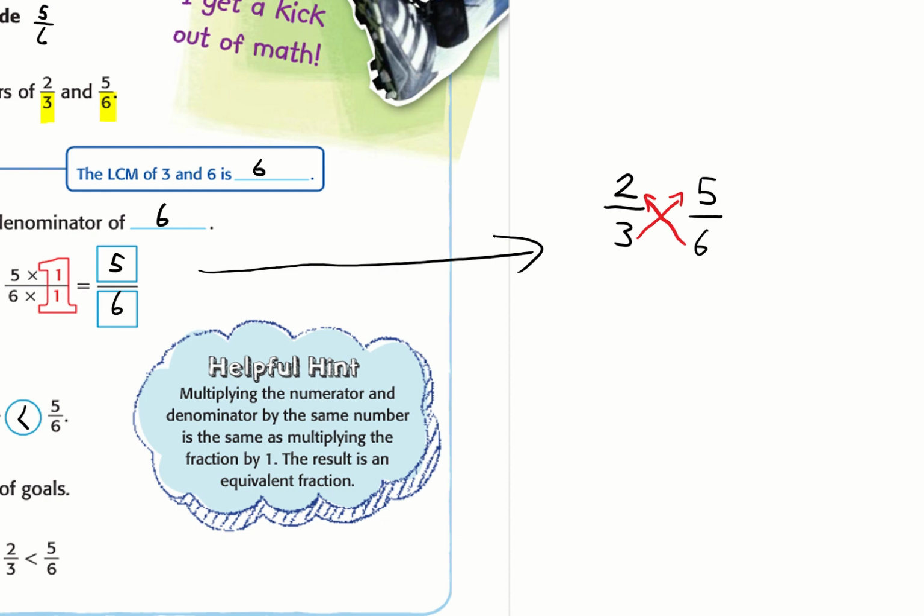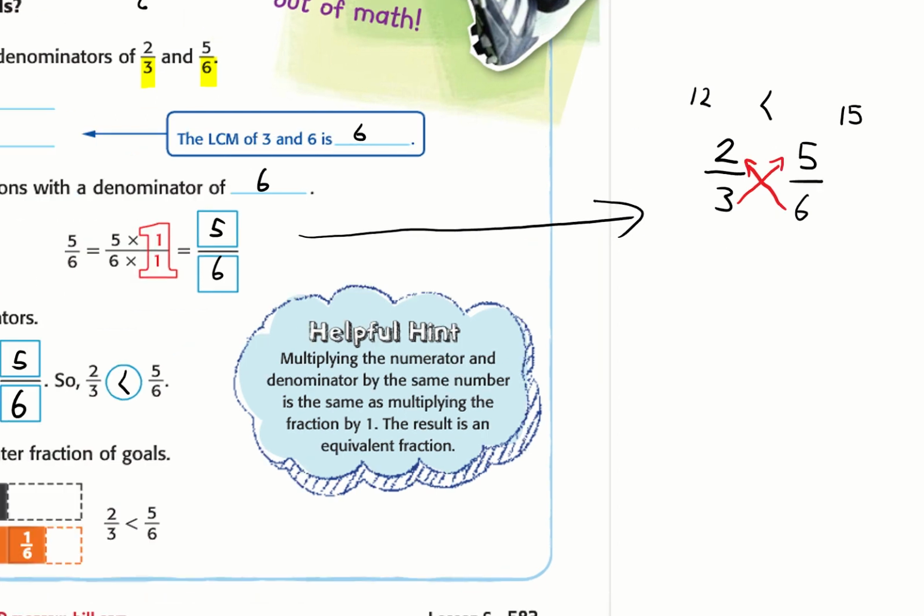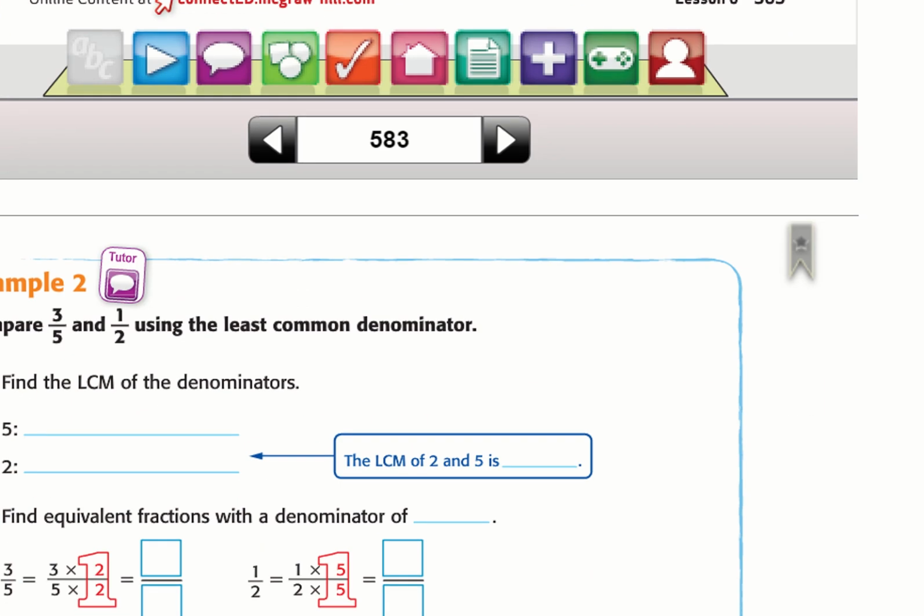Now this is a shortcut. So if I multiply 3 times 5 is 15. And if I multiply 6 times 2 is 12. 15 is greater than 12, so I'm going to say 2/3 is less than 5/6. That is the shortcut.